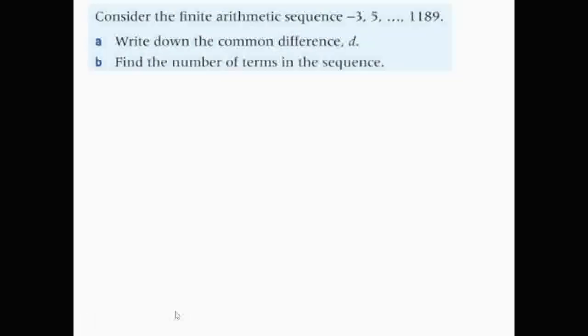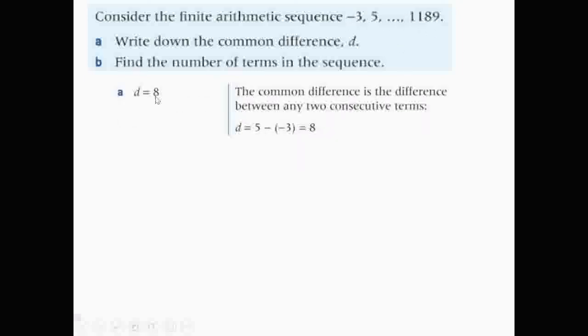Okay, here's another example of an arithmetic sequence problem. We have -3, 5, ... and this sequence continues until it gets to 1,189. It says write down the common difference. So what's going on here? How much is it going down or up every time? Well, the common difference is 8. And we can see that if we do u2 minus u1, the difference between those two is 8. So there's our common difference.